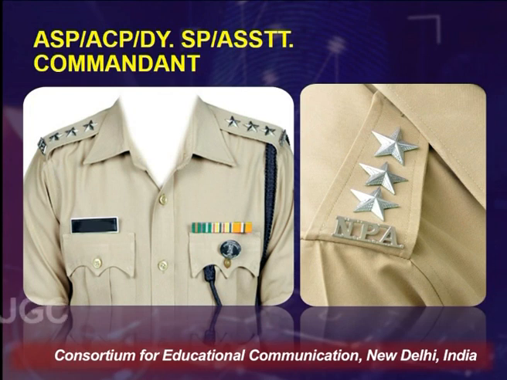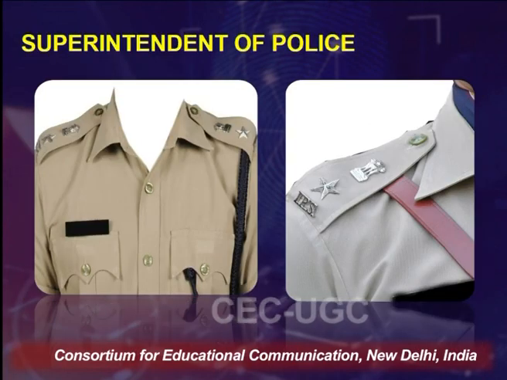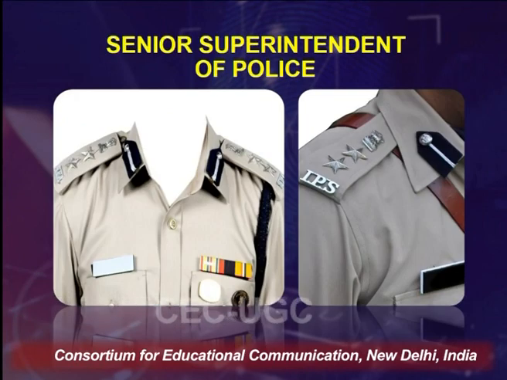ASP, Assistant Superintendent of Police, ACP, Assistant Commissioner of Police, Deputy Superintendent of Police, and Assistant Commandant have 3 stars with NPA. The Deputy Commandant or the Additional SP, Additional DSP, have 1 national emblem according to NPA. The Superintendent of Police will have 1 star and 1 national emblem of India. The SSP, or Senior Superintendent of Police, will have the badge of IPS as well as 2 stars and 1 national emblem.